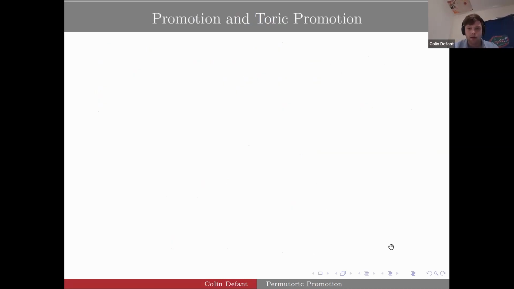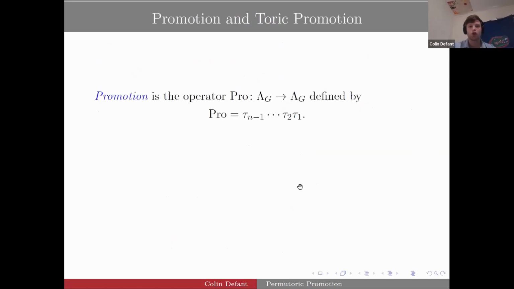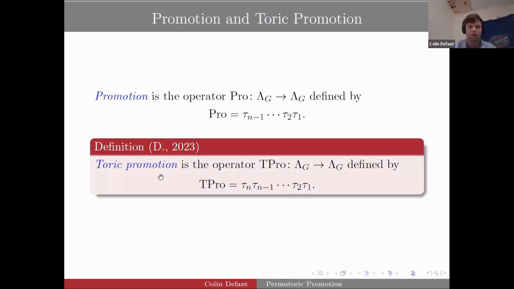Okay. So promotion can be defined as this operator that acts on labelings by just doing tau 1 and then tau 2 and so on all the way to tau n minus 1. So you just compose these toggles in this sort of natural order. And well, the reason I wanted to use Z mod nZ is so that I have this extra toggle tau n, and that allows me to define what I call toric promotion. So this is basically sort of the same definition, except at the end I have this extra toggle tau n.